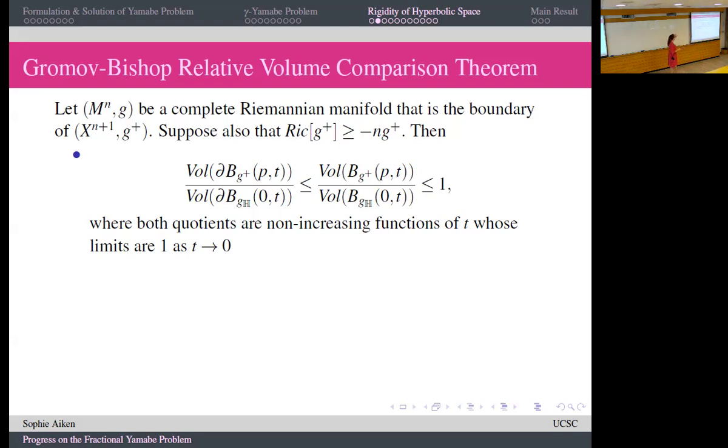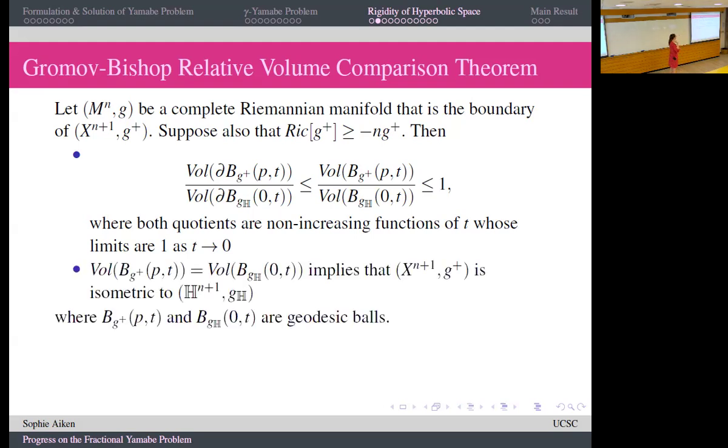And also, both of these quotients are non-increasing functions of t, where t is just a distance function on these manifolds. So t is approaching infinity as you go out to the boundary, and 0 at some fixed point in the interior of the manifold. Also, if somehow the volumes of my geodesic balls are equal, then that does imply that my interior is actually isometric to hyperbolic space.